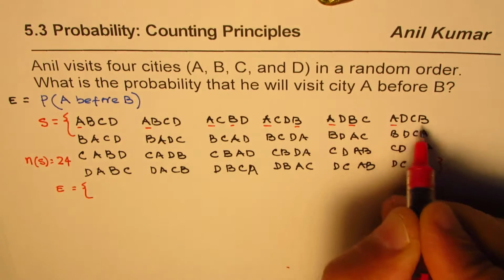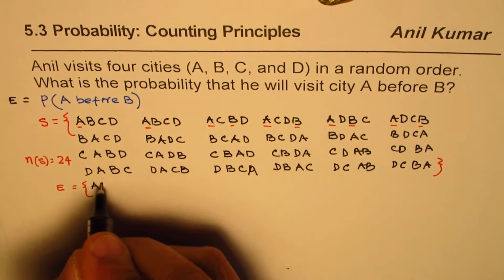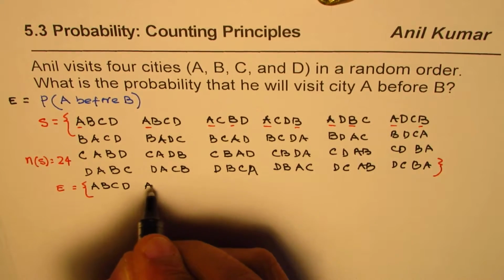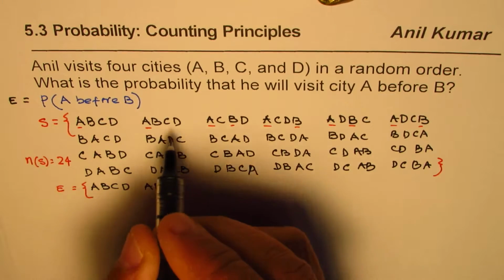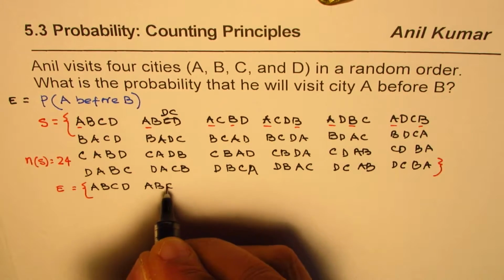So the first 6 we have got. Let me write it down. We have A, B, C, D, A, B, D, C, A, C, B, D, A, C, D, B, A, D, B, C, A, D, C, B, right? So all these, and then A comes before B. None of these rows with B first, since B is the first one, so we can just forget about this row.